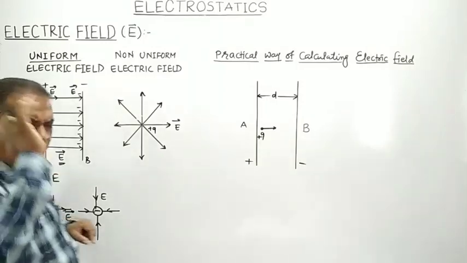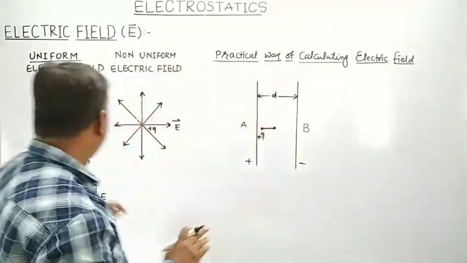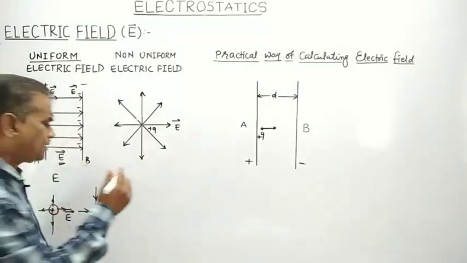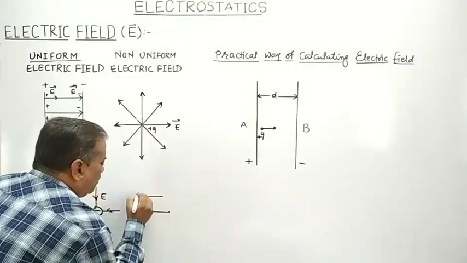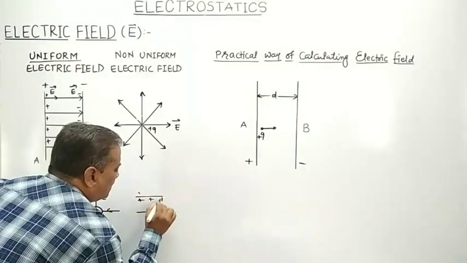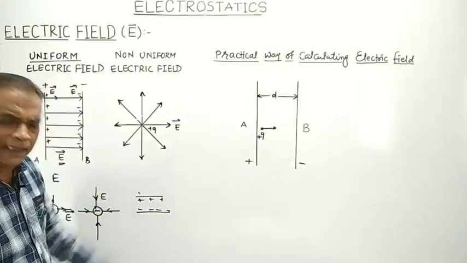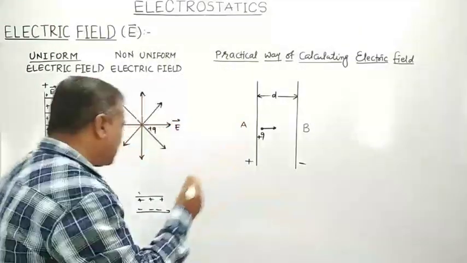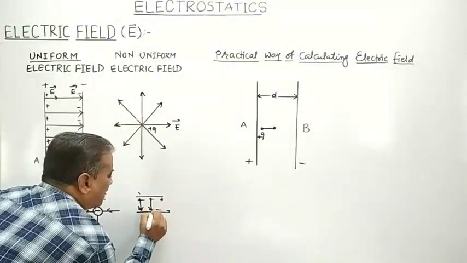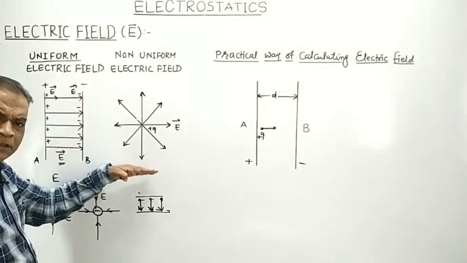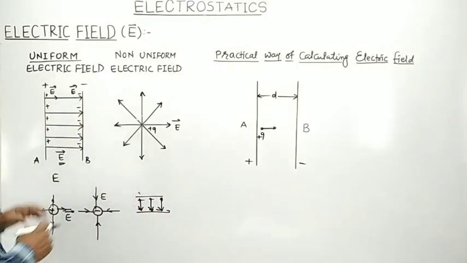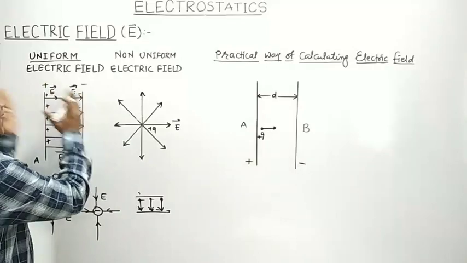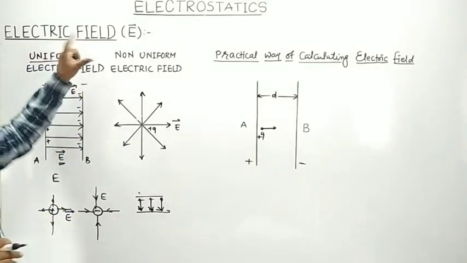The direction of electric field intensity is always from the plate at positive charge towards the plate at negative charge. Suppose this plate is positively charged and this is negatively charged. In a space between two plates, an electric field is produced, and the direction of electric field intensity is always directed from what? Positively charged plate towards the negatively charged plate. So, the electric field in a space between two parallel charged plates is a uniform electric field.